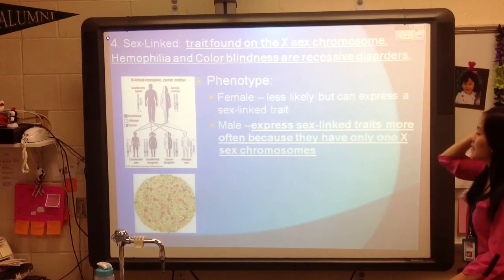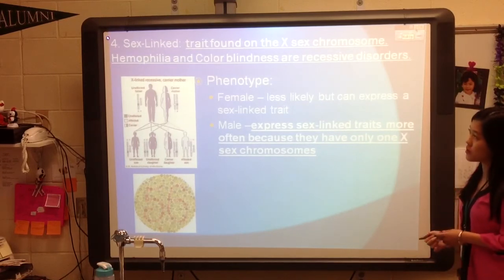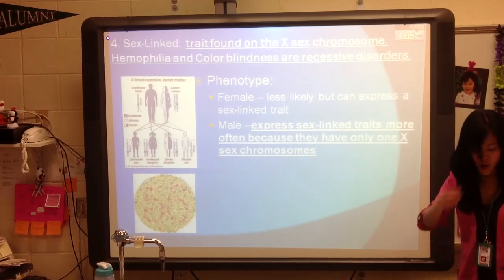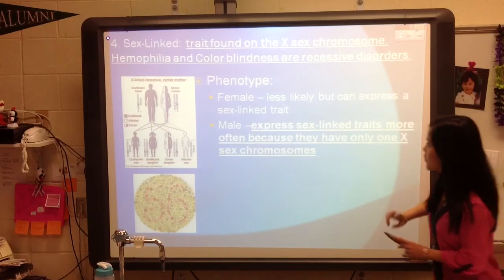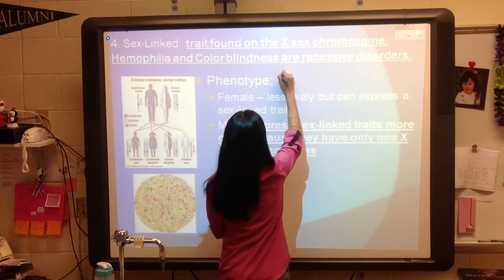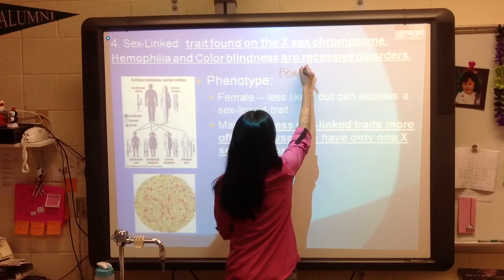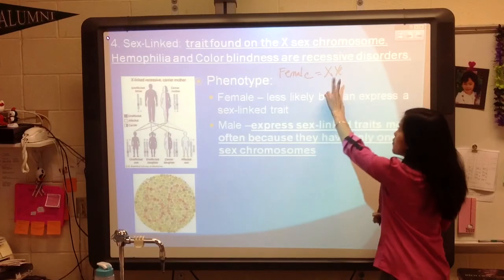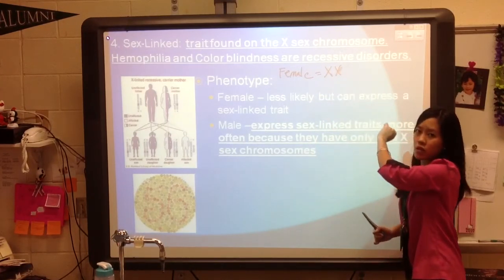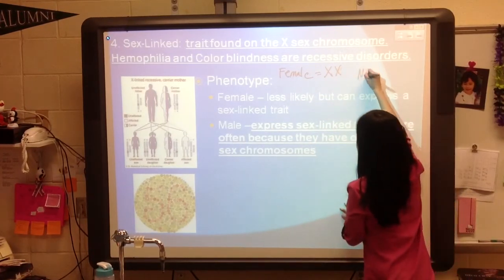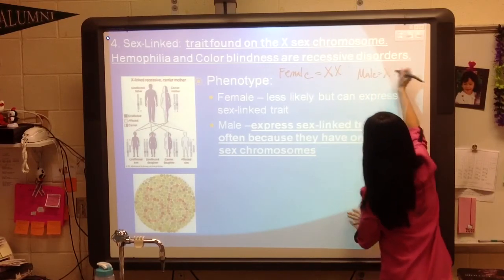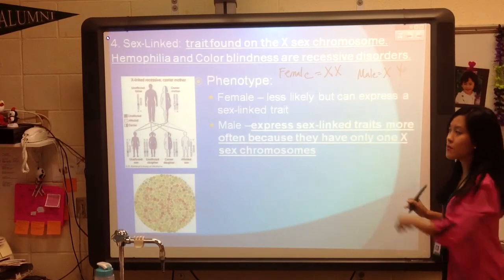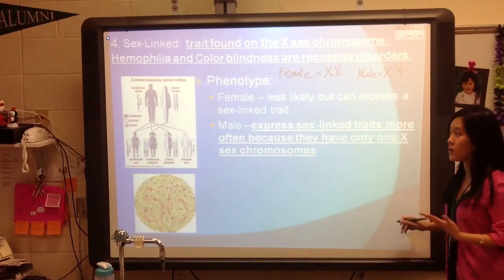It says, for sex-linked, this is a trait found on your X chromosome. Hemophilia and color blindness are recessive disorders. For our phenotype, there's a couple things that we need to remember before we even start. If you are a female, and let's make sure we write this down, this means you have the XX chromosomes. Mom gave you an X chromosome, dad gave you an X chromosome, so you're a female. For a male, your mom gave you your X chromosome, but dad, remember, determines gender, and he gave you a Y chromosome. And a Y chromosome makes you a male.